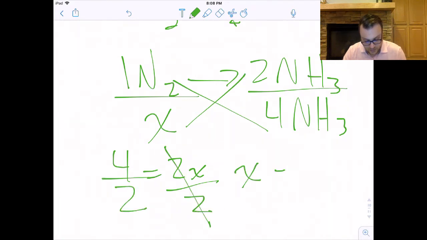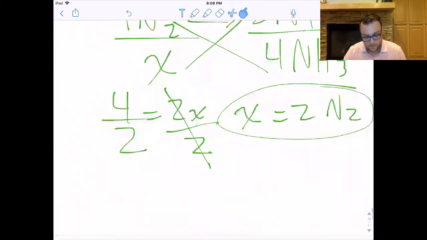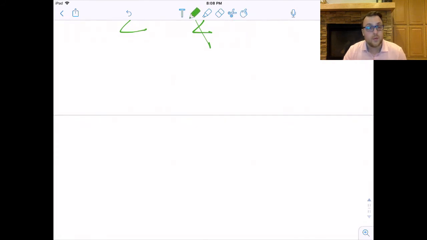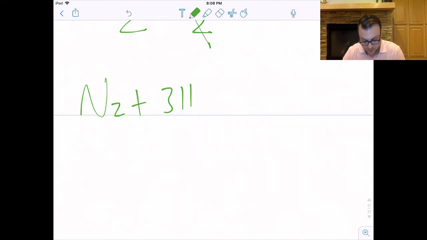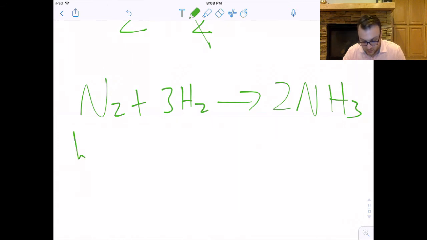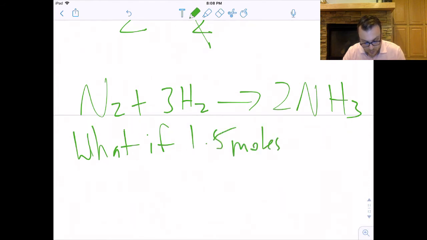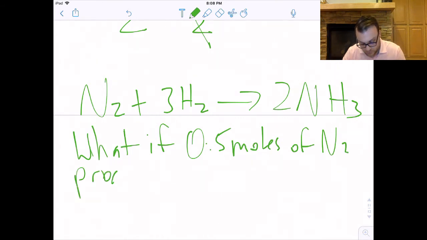Other ways you might see this problem. Let's use the same reaction. Sometimes they like to change 2 things at once. So what if 0.5 moles of N2 produced 1 mole of NH3? How many moles of H2 were reacted?